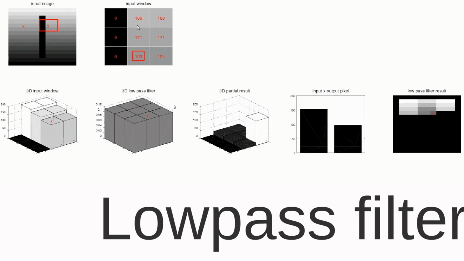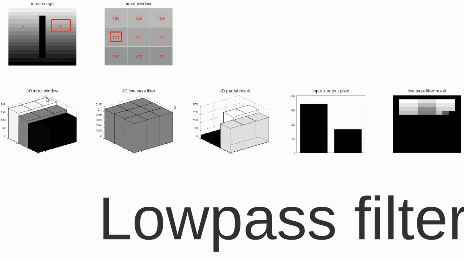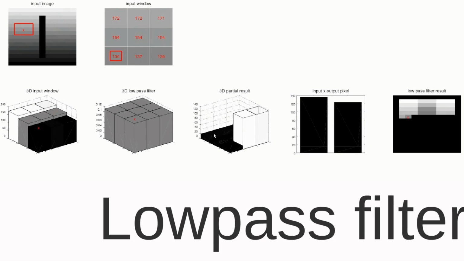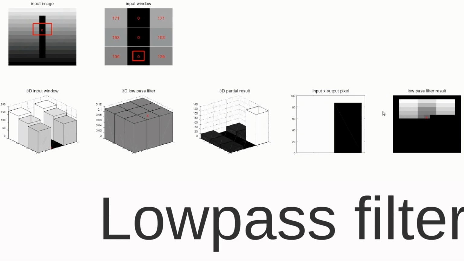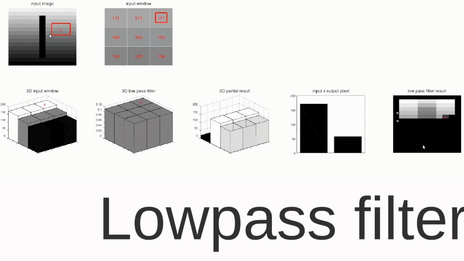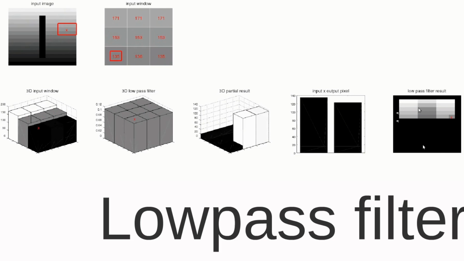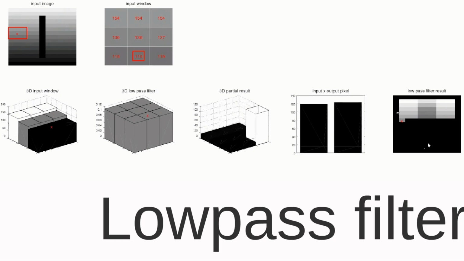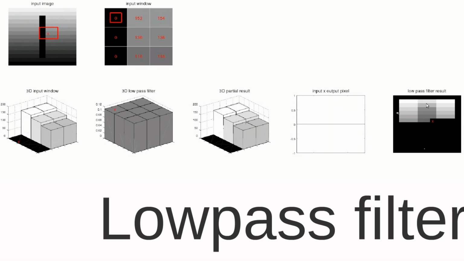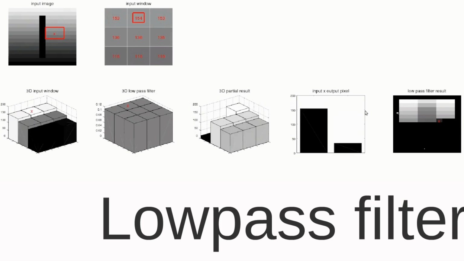I have the same thing here: the current input window, the 3D visualization of the input window, the 3D visualization of the filter, and the partial results that are being computed by multiplying this value by this weight and so on. What we can see in the result is that the high frequency defined by this line is not appearing anymore. So the aim of the low-pass filter is to remove the high frequencies, and the aim of the high-pass filter is to emphasize the high frequencies.